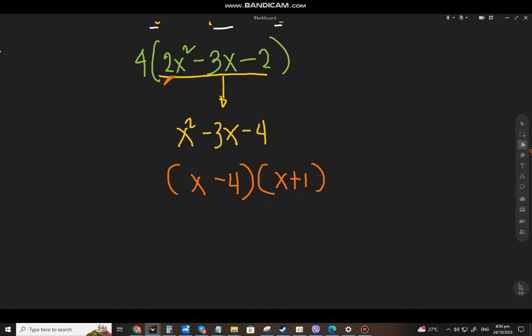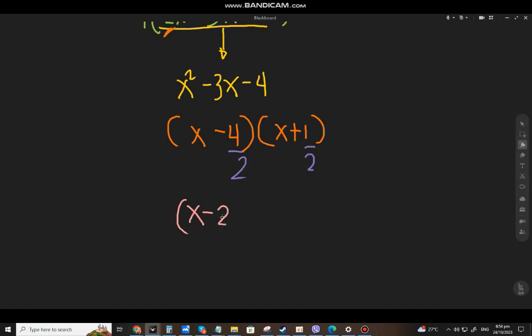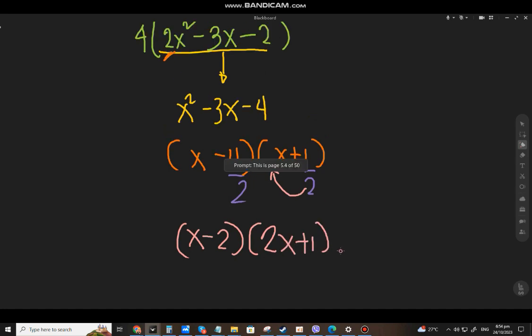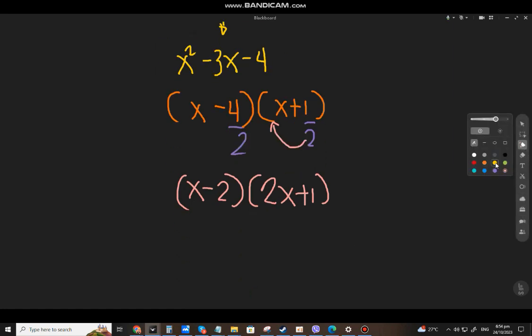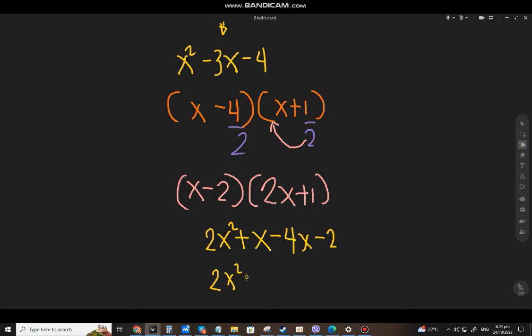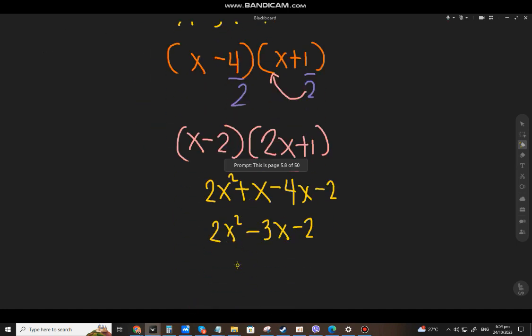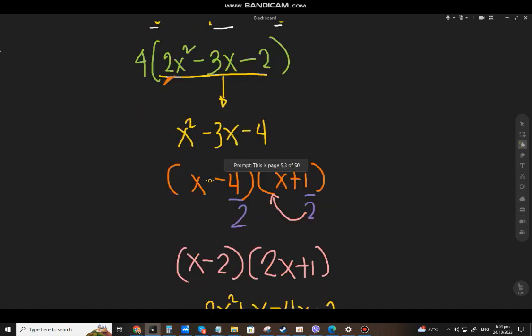Now remember the one that you slid, that is 2. You will bring it down to here, and you get the lowest term. It will be x minus 2, since 4 divided by 2 is 2, right? And this one is already the lowest term, so you put the 2 here. It will be 2x plus 1. Now for this one, let's do the FOIL method to be sure. It will be 2x squared plus x minus 4x minus 2, so 2x squared minus 3x minus 2, and there you have it.